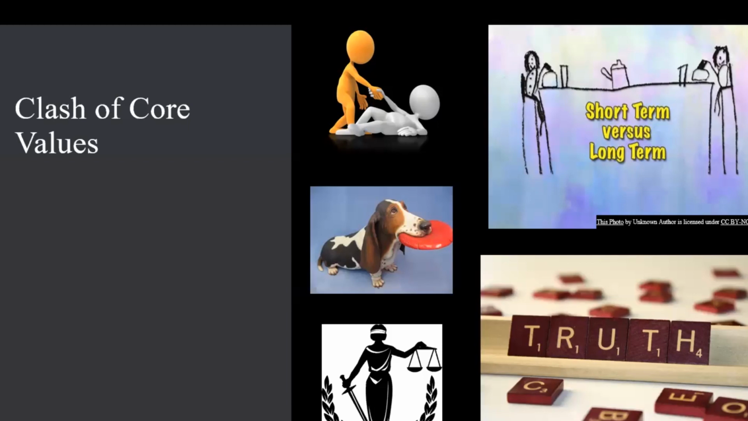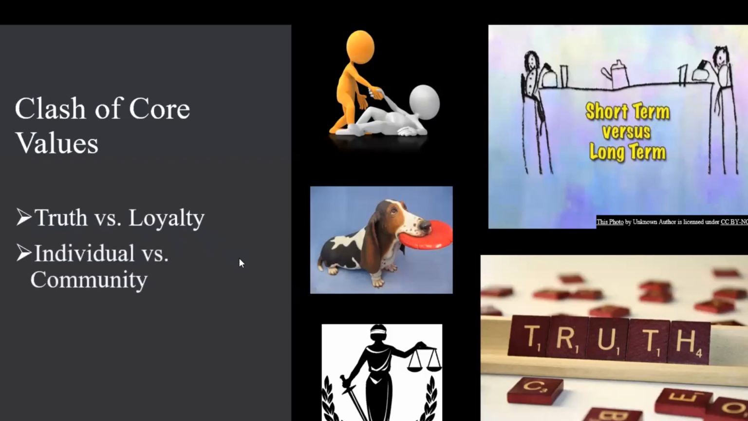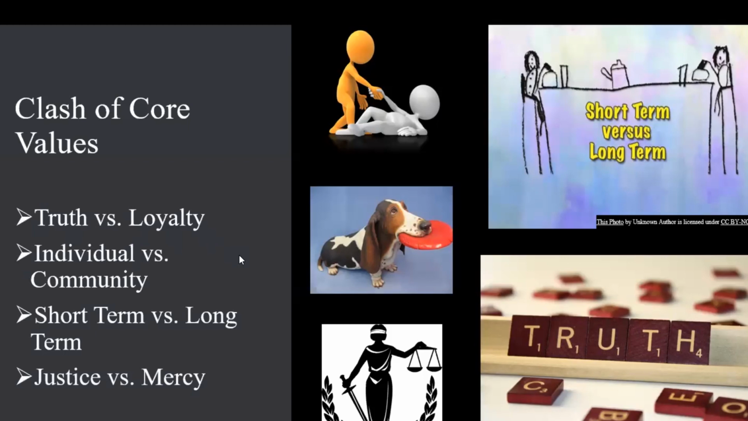But typically what we're talking about is a clash of core values where you really could have two right answers. And you see this in really four broad structures. Truth versus loyalty. Maybe you know something about what's going on in the organization, but you can't share it, but you have a friend or a colleague or a peer that may be significantly impacted by this information, and whether you should share that or not.